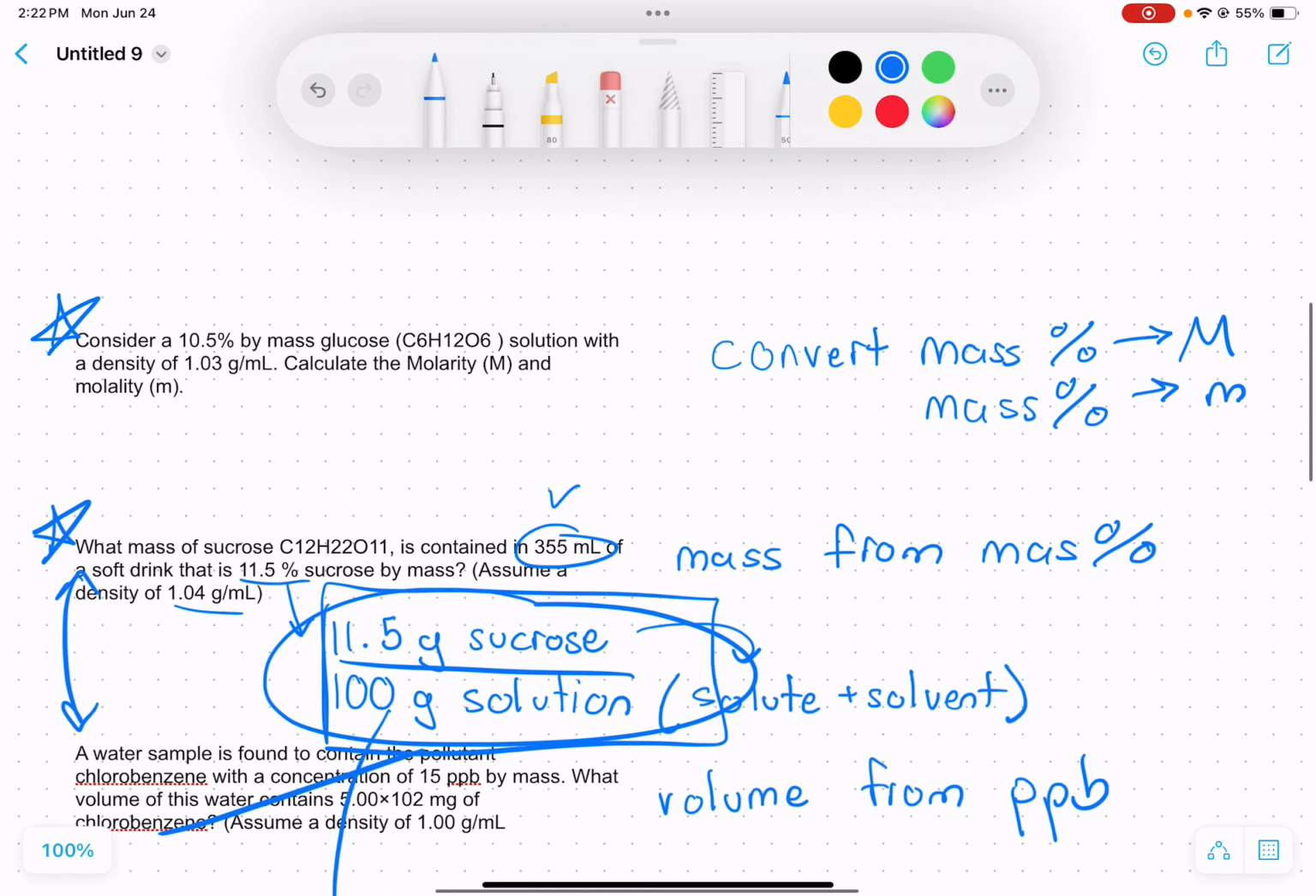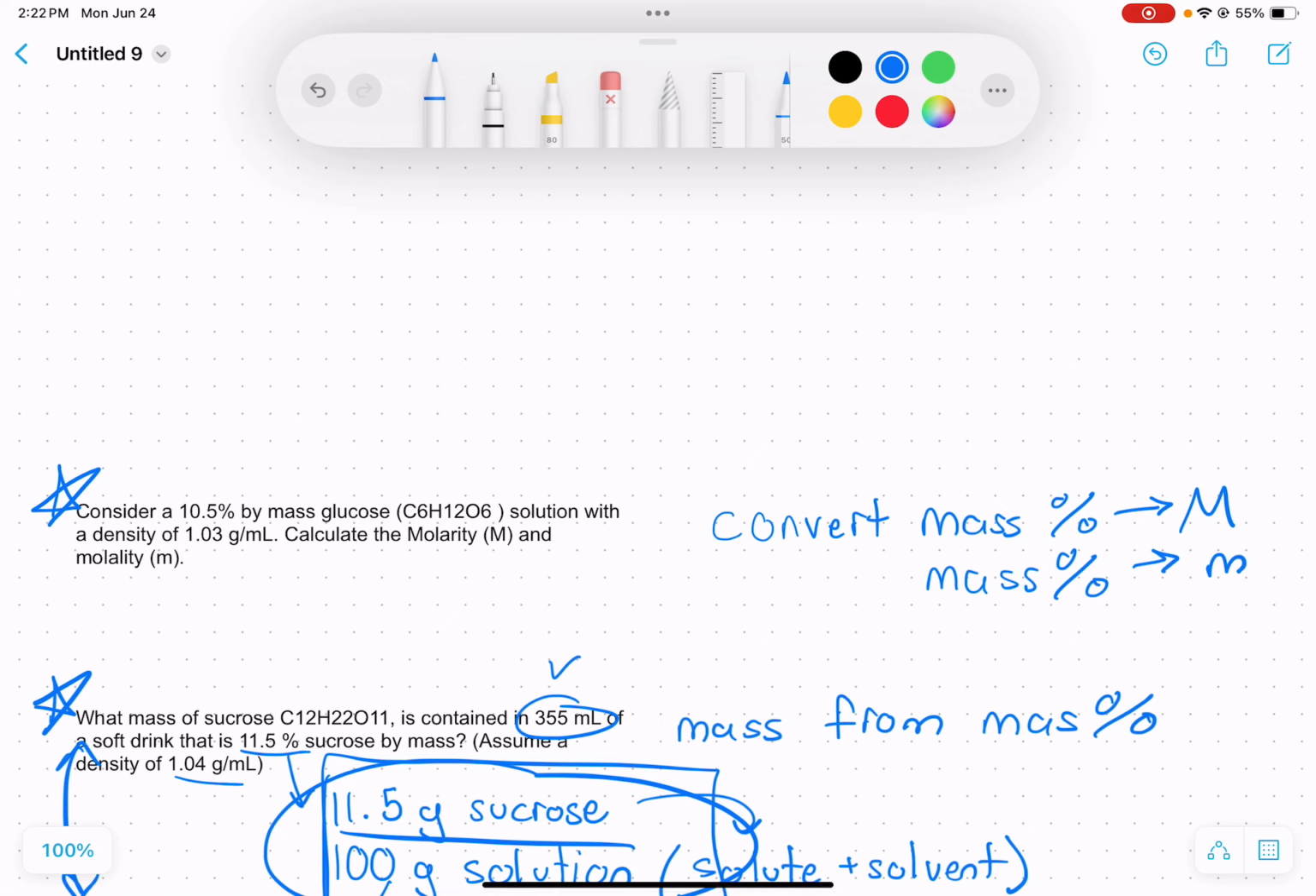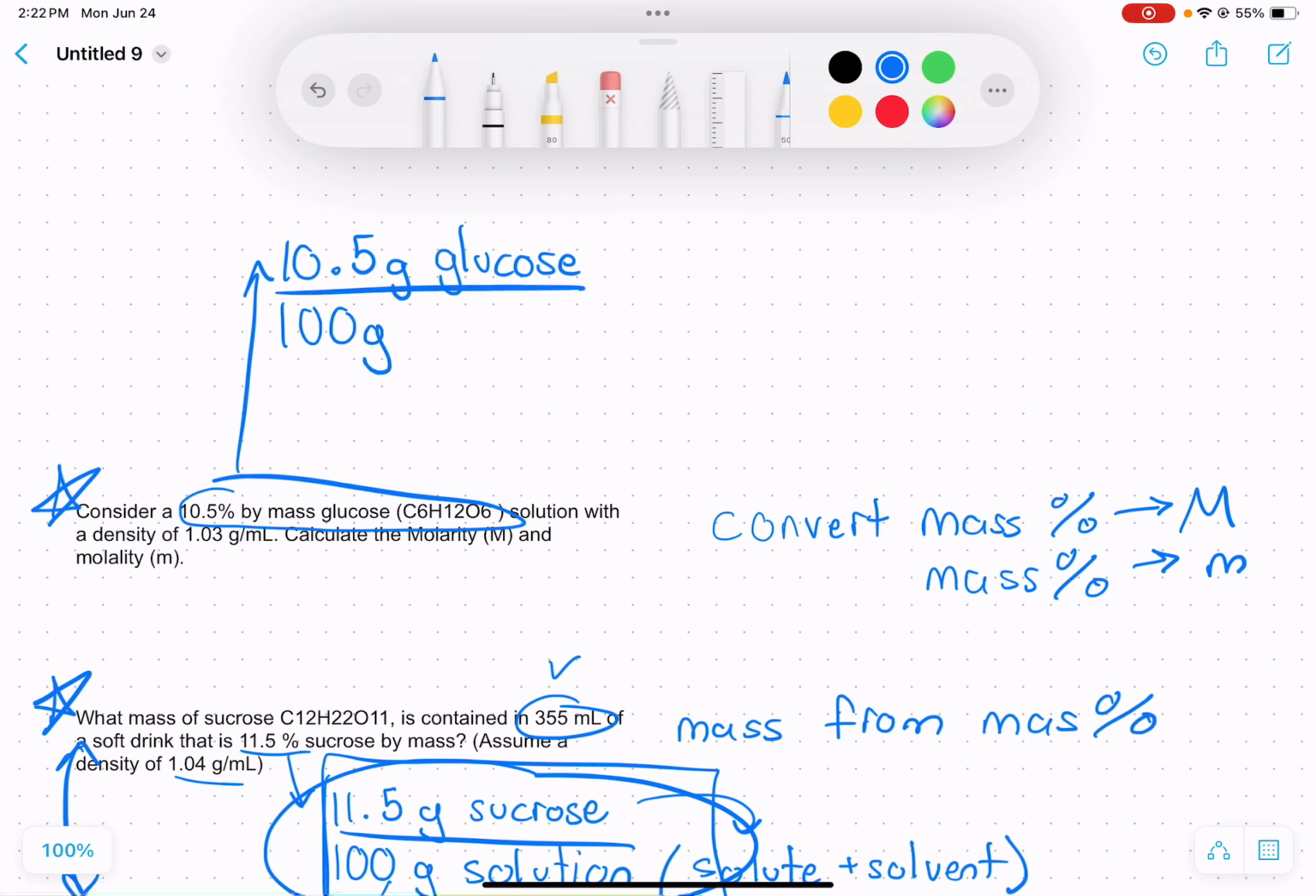Okay, the other one is a conversion between mass units. So we're gonna start off similar. Let's go ahead and define what this concentration means. 10.5% is 10.5 grams of glucose over 100 grams of solution.